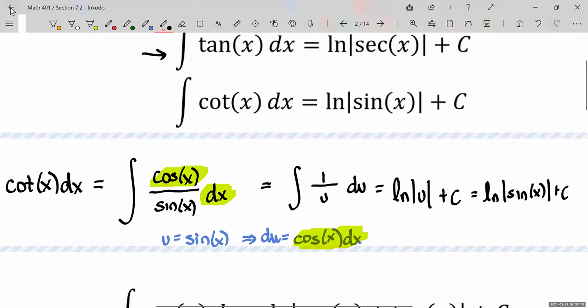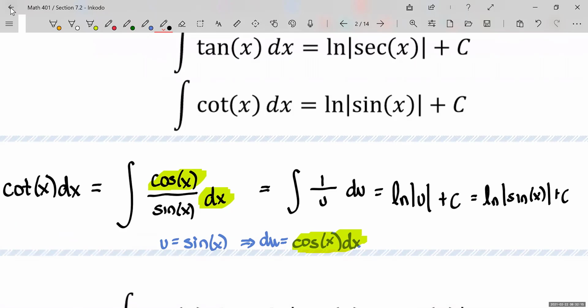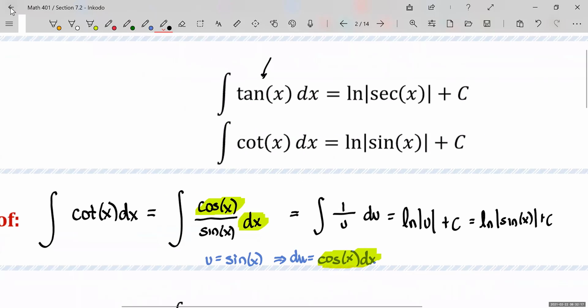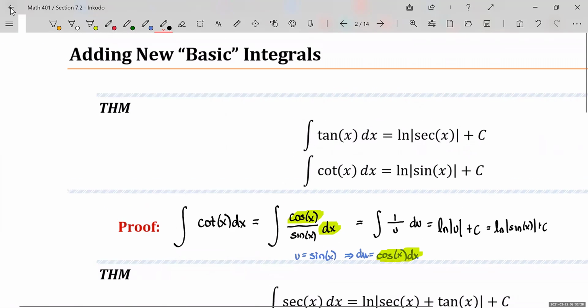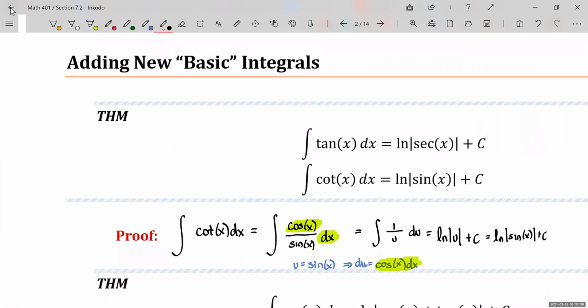The tangent one's proven the same way. You can memorize these or not. I think it's probably best to memorize them if you can. But if you have a hard time or if you know that you make mistakes when you memorize things, then just derive them as you need them. They're very fast to derive. But that guy right there is very important, or both those guys.